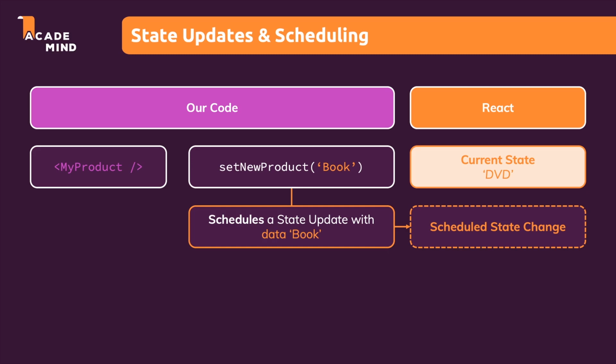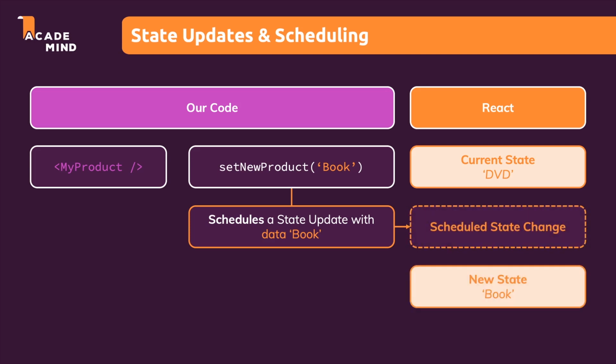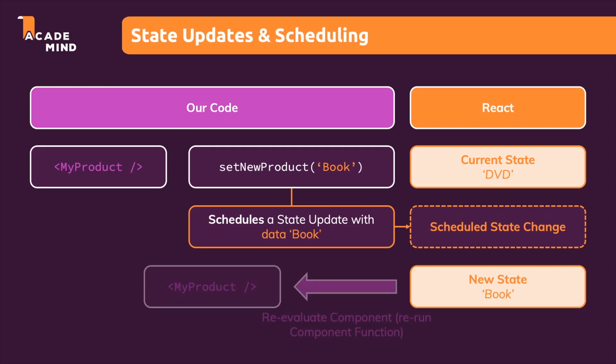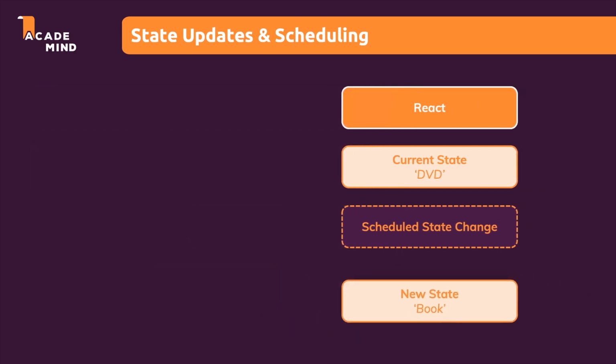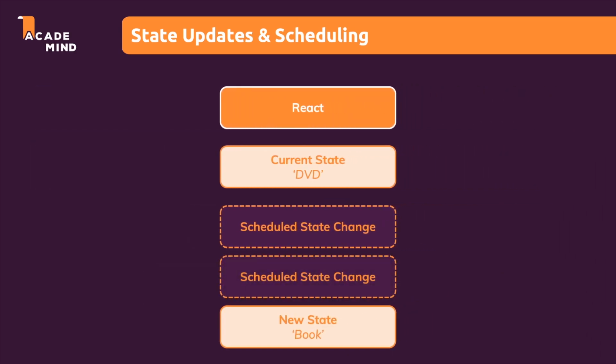Now, what React does is it guarantees you that the order of state changes for one and the same type of state is guaranteed. So if we call setNewProduct again and we set this to, let's say, carpet or whatever, then this state change would not be performed before the previous state change. So the order is kept, but it's not necessarily executed immediately. Eventually, of course, it will be processed and your new state will be book. And once that new state is active, once that state change was processed, React will reevaluate the component, it will rerun the component function.